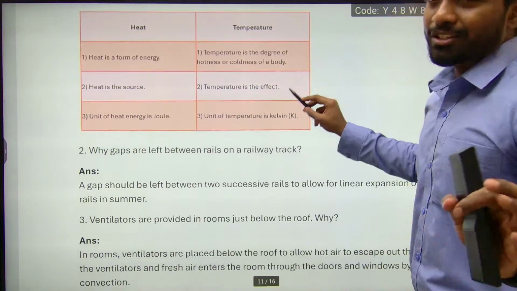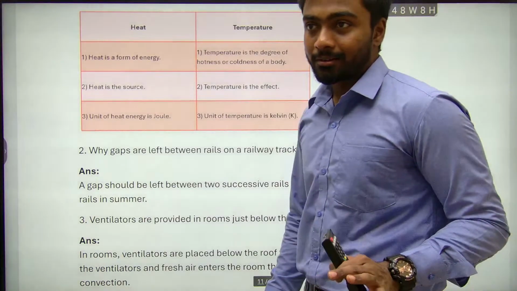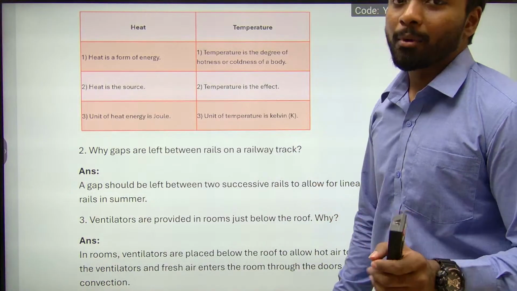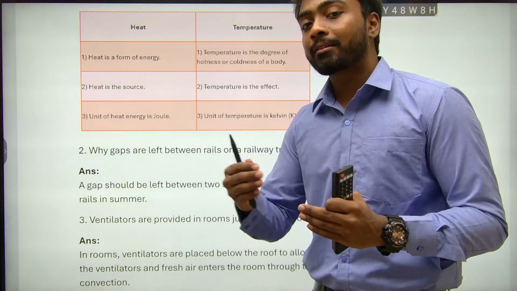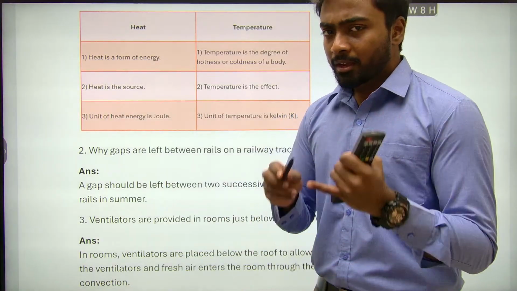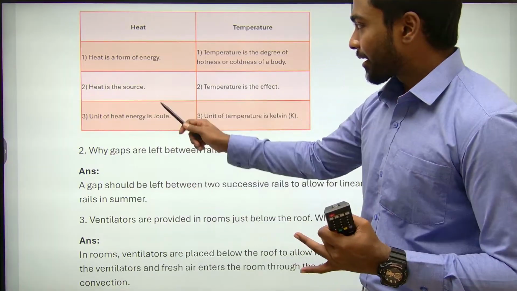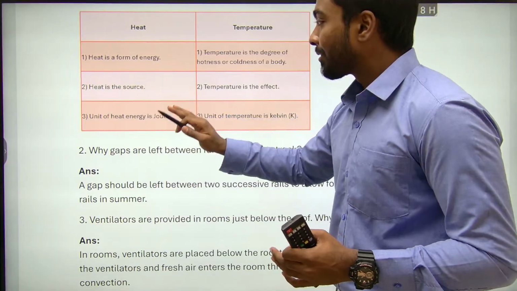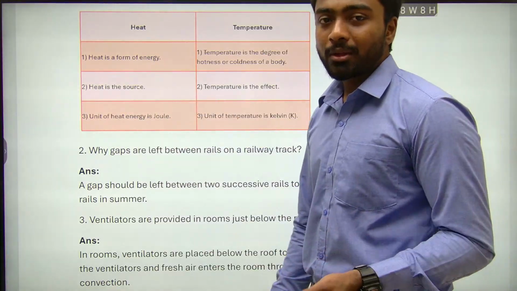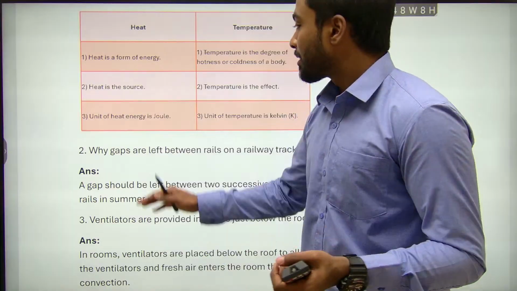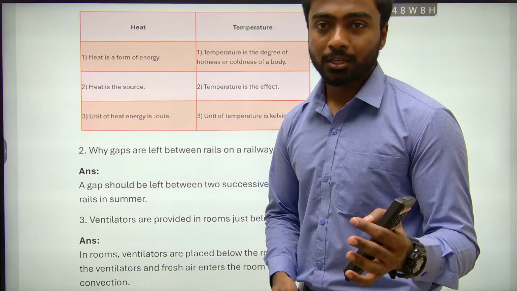Heat and temperature, the thing I need to discuss right now. Heat is nothing but a form of energy, whereas temperature is how we measure whether something is hot or cold. Heat is a form of energy, heat is a source, and the unit of heat energy is joules. Energy is usually taken in terms of joules.